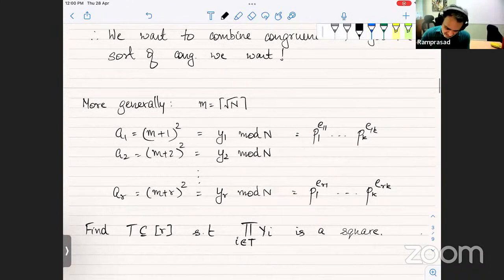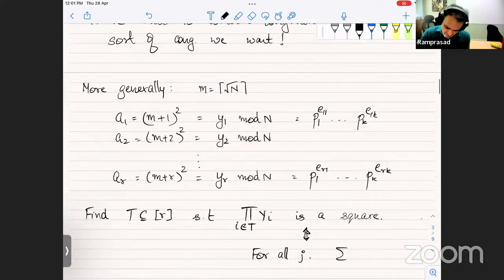Which is equivalent to saying that for all j, where j is the exponent corresponding to pj, the summation over all i in the subset T of eij is even. Right? We are basically thinking of them as just these exponent vectors. I mean, forget the actual basis, etc. You're trying to find a combination such that all the coordinates now become even numbers. Once you know they're all even, you know that it is a perfect square.